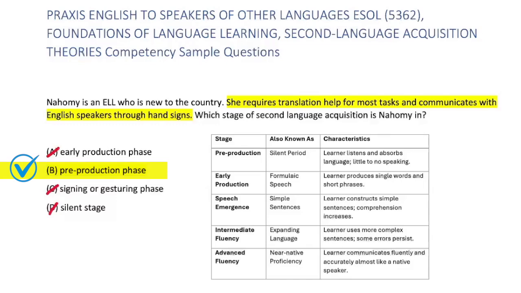to her. Now, although this question focuses on SLA stages, Naomi's use of translation and gesture also illustrates Vygotsky's zone of proximal development. With these scaffolds from a more knowledgeable other, Naomi can access meaning now and gradually move from pre-production into early language production.